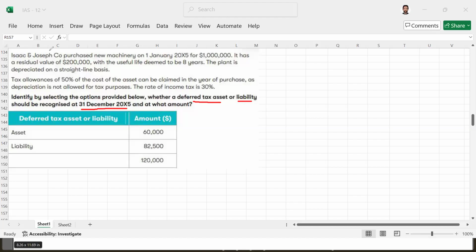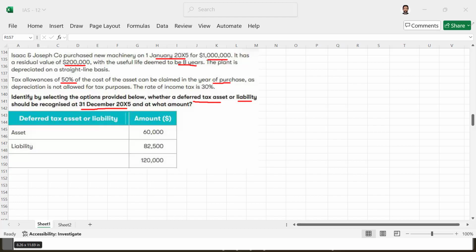So we have this Isaac and Joseph Co. purchased a new machinery on 1st of January 2025, that is at the start of this year, for 1 million. It has a residual value of 200,000. So this is a similar question to the previous one, with a useful life of 8 years. The plant is depreciated on a straight line basis, and the tax allowances of 50% of the cost can be claimed in the year of purchase, as depreciation is not allowed for tax purposes. So no depreciation, but tax allowance of 50%. Here, the depreciation is based on the 8-year useful life with a residual value of 200,000.